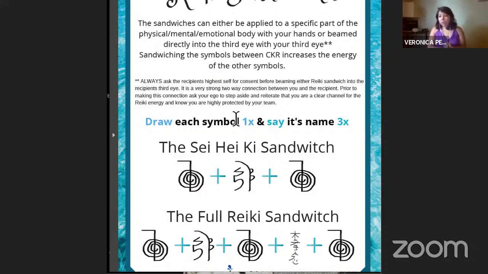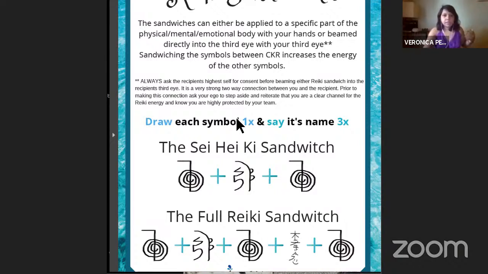So when you do that, though, you always need to make sure that you ask for consent from your participant's highest self, even though you already have consent to send the Reiki. This is just an extra added layer that can be really, really powerful. What it does is it creates a really strong two-way connection between you and your recipient.